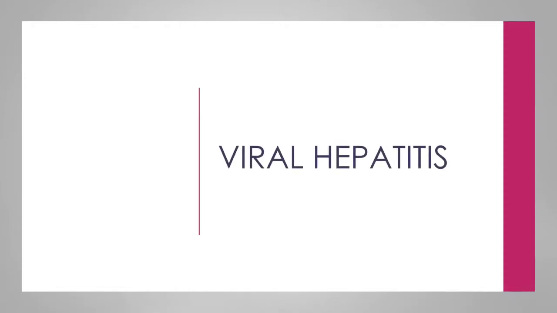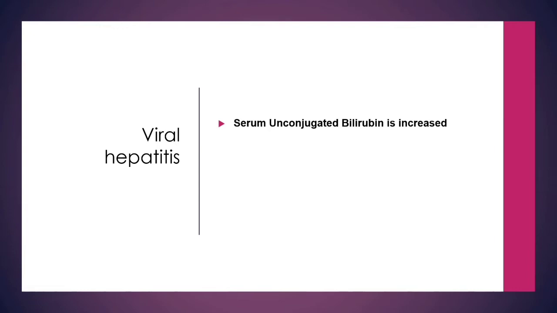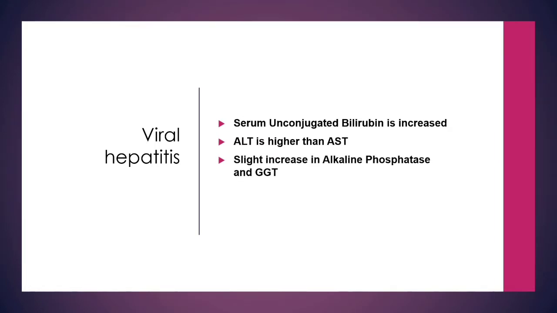Viral hepatitis. Common causes of viral hepatitis are hepatitis A, hepatitis B, hepatitis C, hepatitis D, and hepatitis E, less commonly cytomegalovirus and Epstein-Barr virus. Rare causes are herpes simplex infection and yellow fever. Characteristics of viral hepatitis are increased serum unconjugated bilirubin, ALT higher than AST, slight increase in alkaline phosphatase and GGT, and increased urobilinogen in urine.